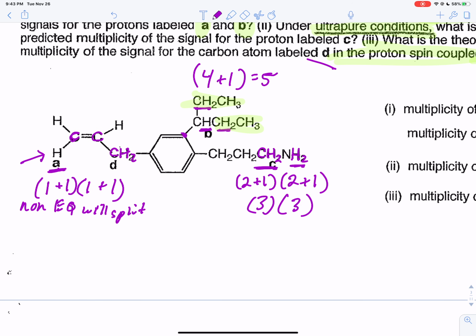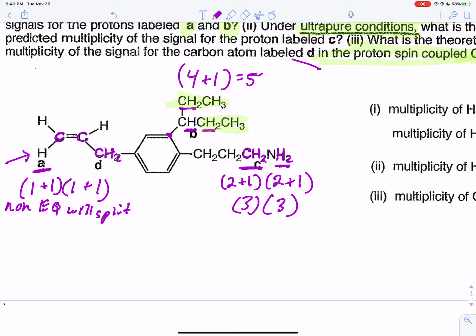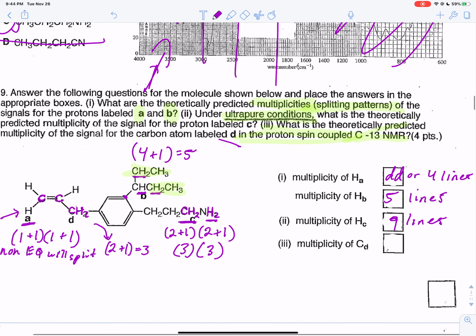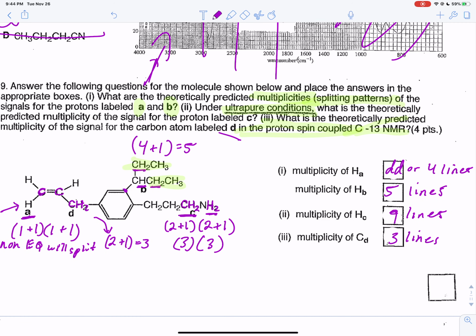If it says proton spin coupled, it means that the protons on that carbon are going to affect the splitting of it, okay? Not the adjacent hydrogens, this is different. It's the hydrogens that are on that carbon that you care about. So if you have 2 of them, you do N+1, same idea. You get 2 plus 1, and that's going to give you 3. So that signal is going to show up in 3 lines, or as a triplet. You can write either one.